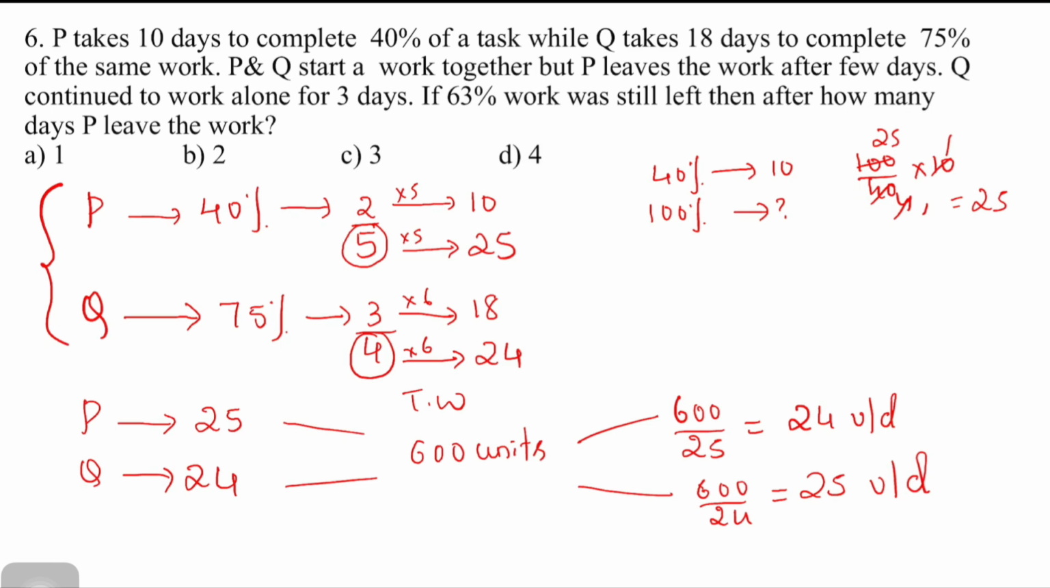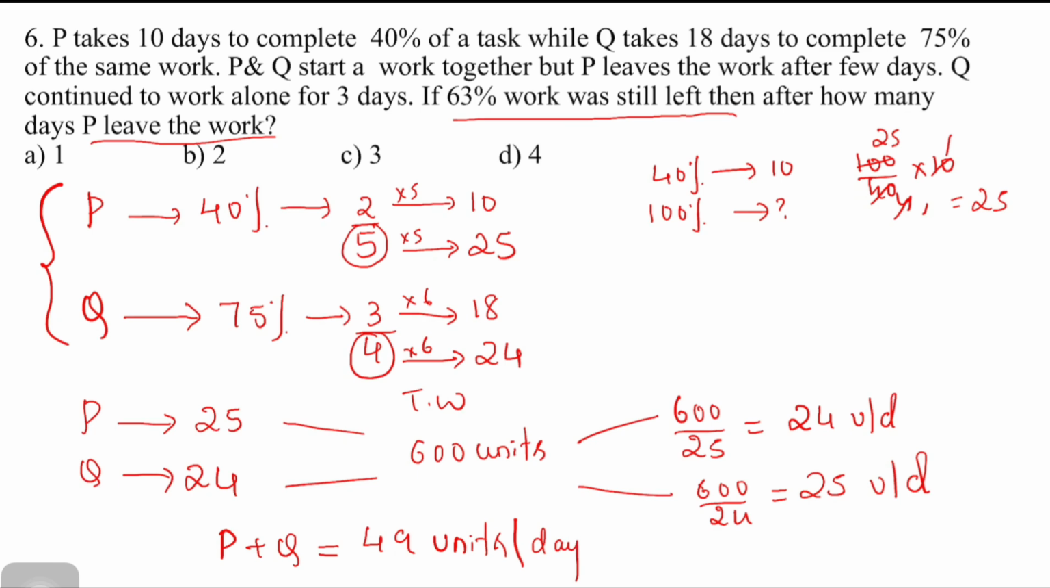Then P and Q start a work together, but P leaves the work after a few days. Q continued to work alone for 3 days. If 63% of work was still left, then after how many days did P leave the work? P plus Q working together complete 49 units per day.